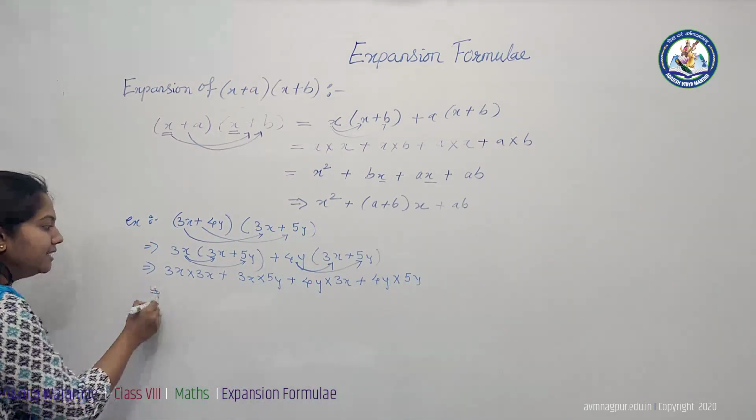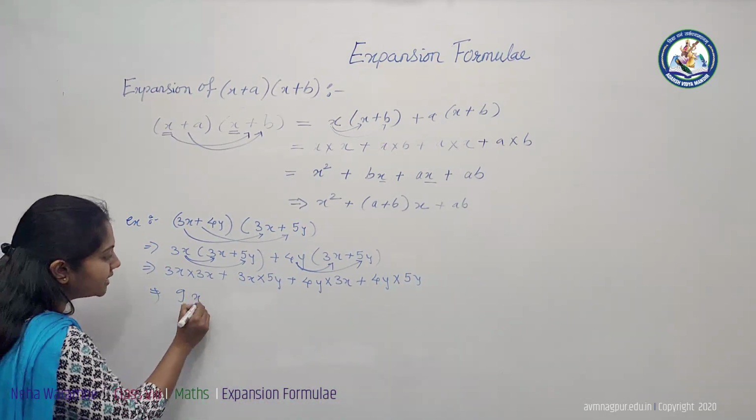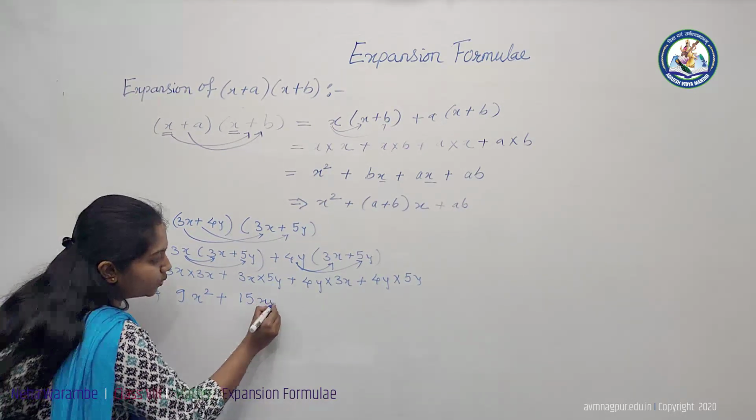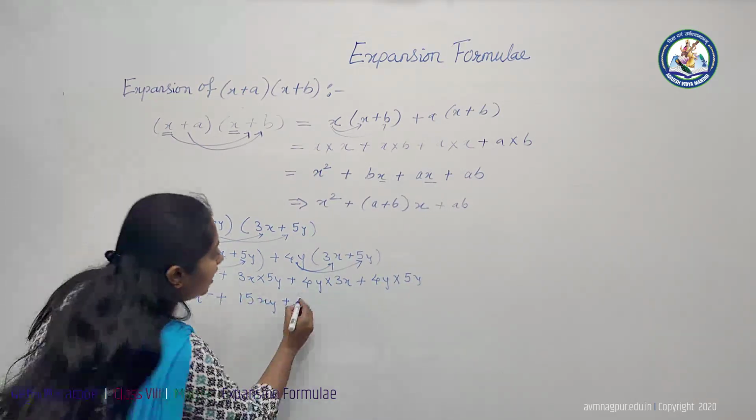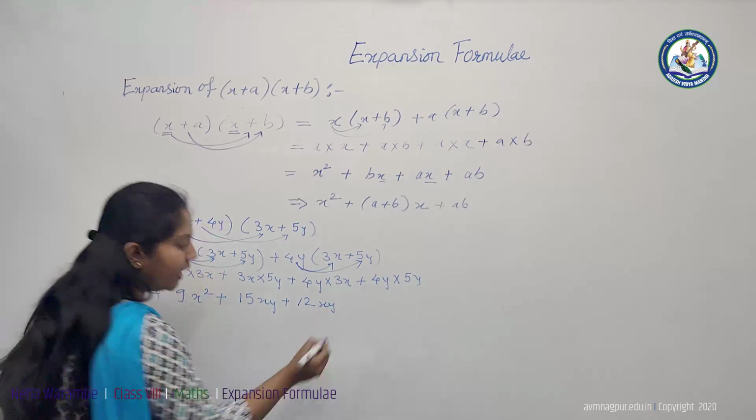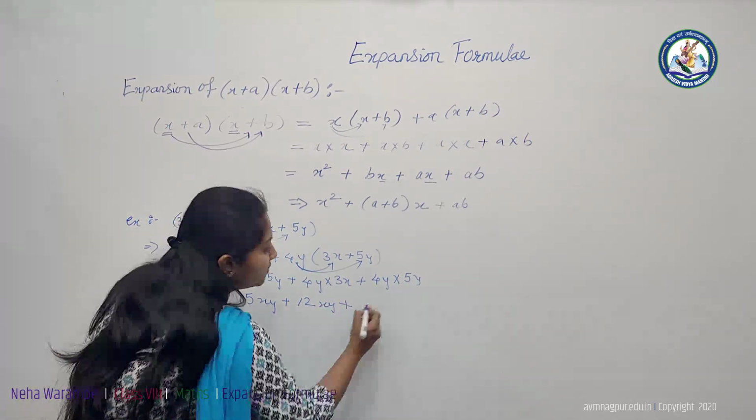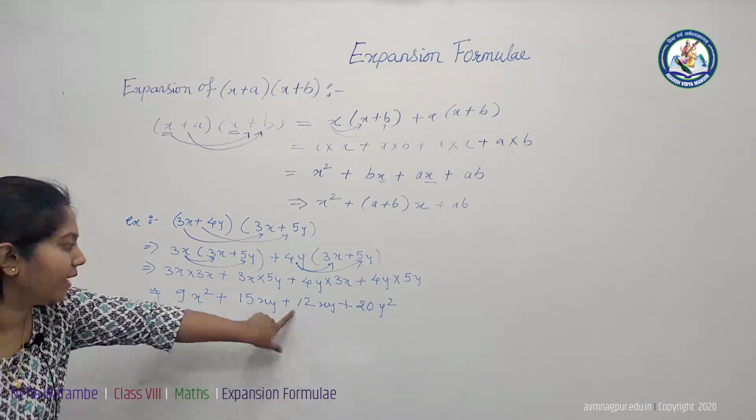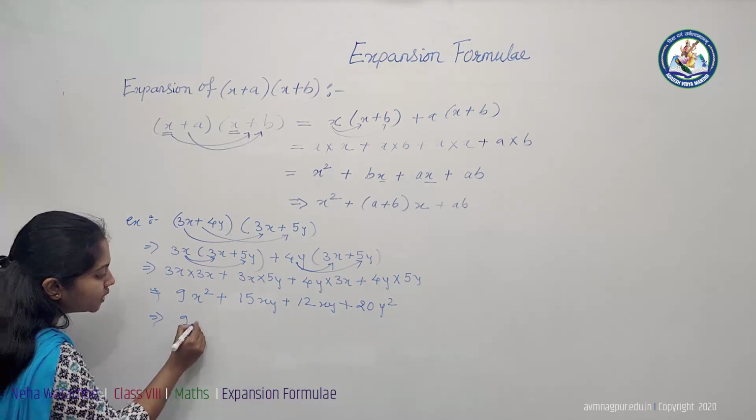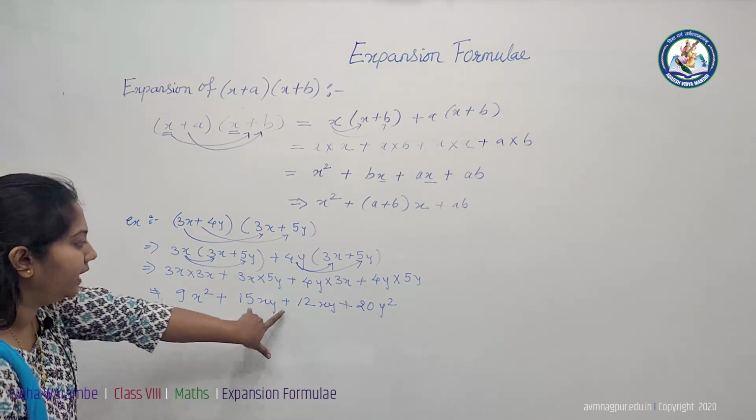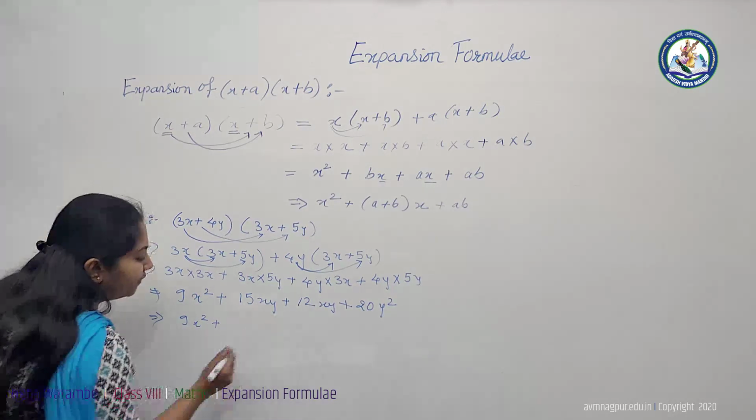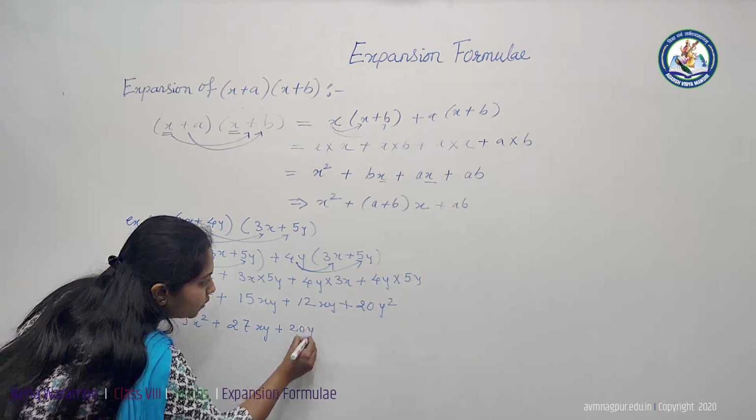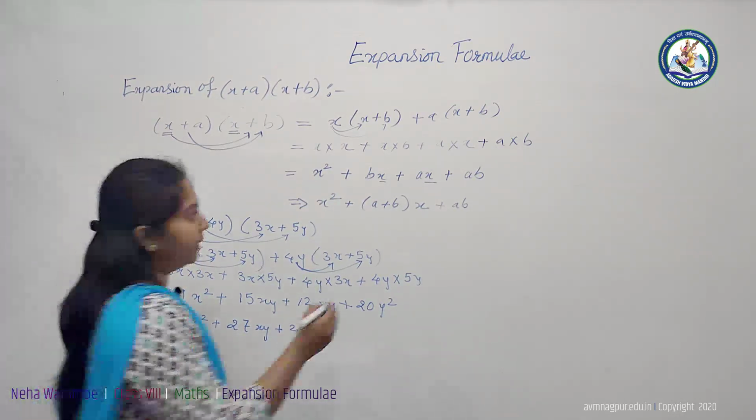Now multiply this: 3 threes are 9, x into x, x², plus 3 fives are 15, xy, plus 3 fours are 12, y into x, xy, plus 4 fives are 20, y into y, y². Now see this 15xy and 12xy. Add those integers: 9x² plus, because both the integers have plus sign, 12 plus 15, that is 27xy, plus 20y². Now see one more example.